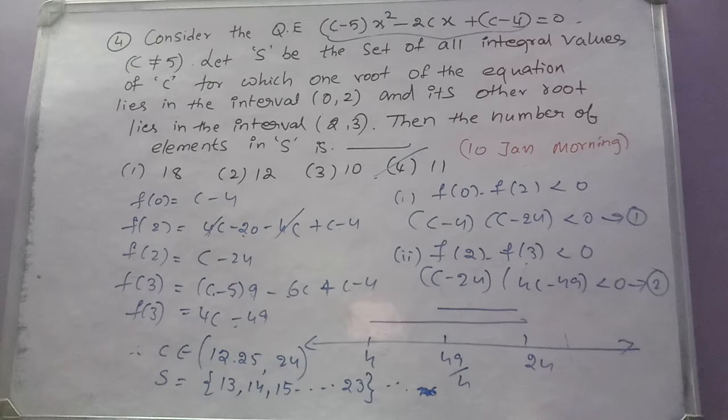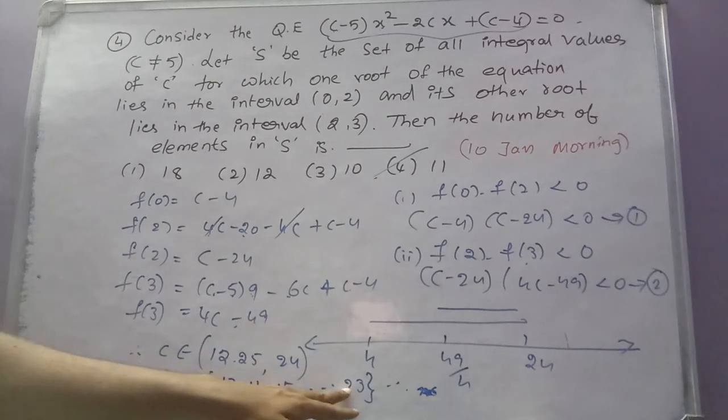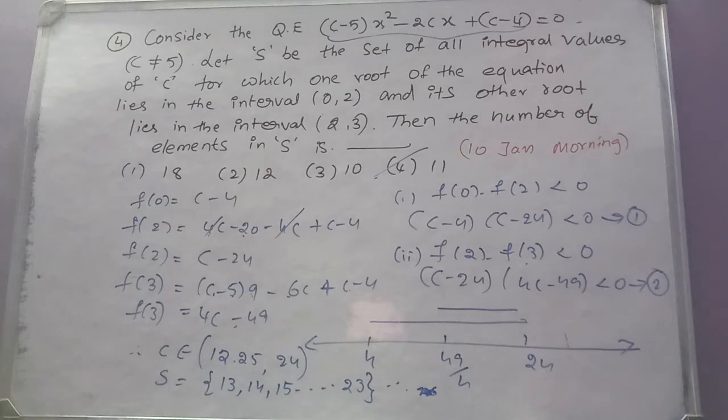That is the answer. The number of elements in the set from 13 to 23, using the formula b minus a plus 1, you can find it out. You'll get 11 elements in this set. So the answer is 11.